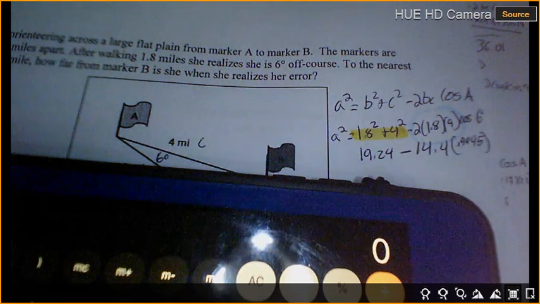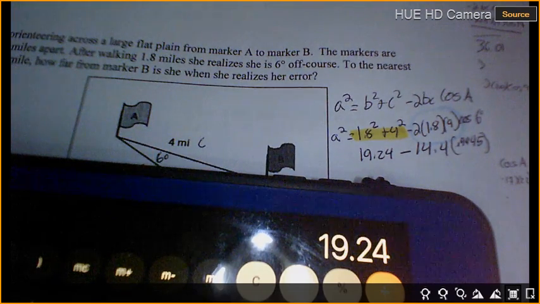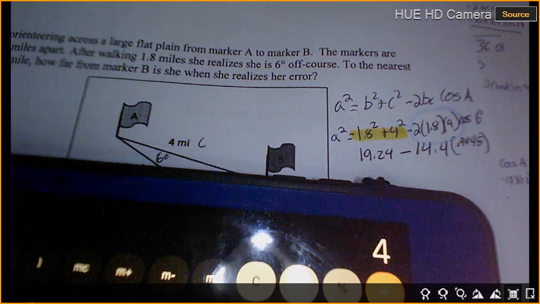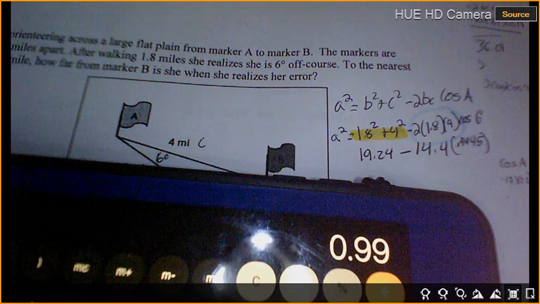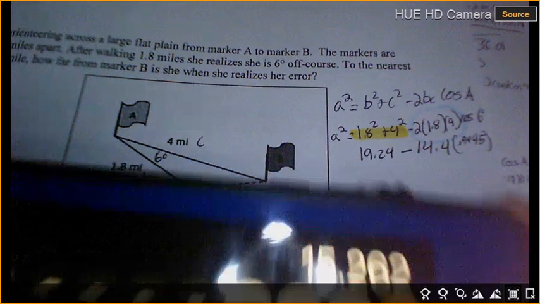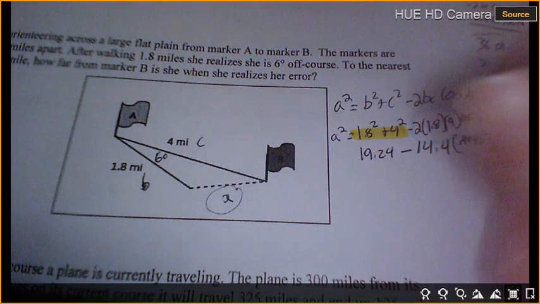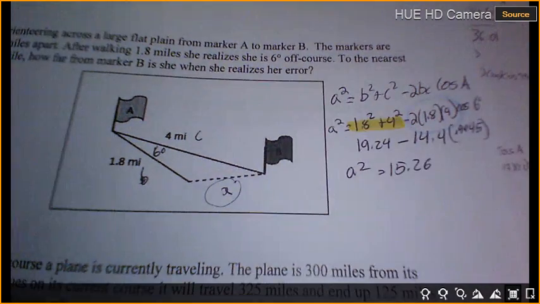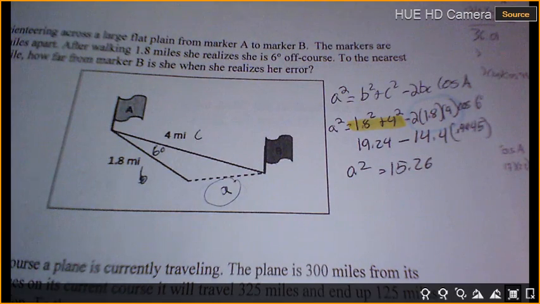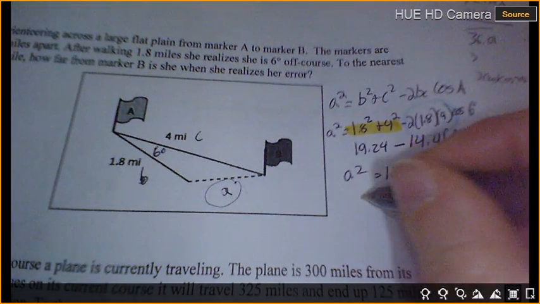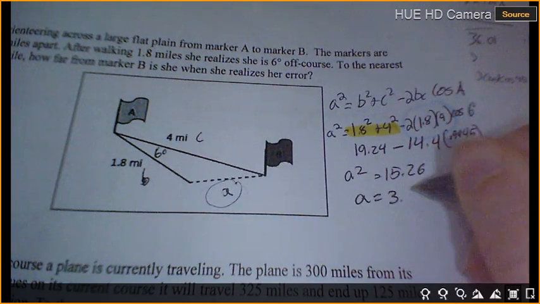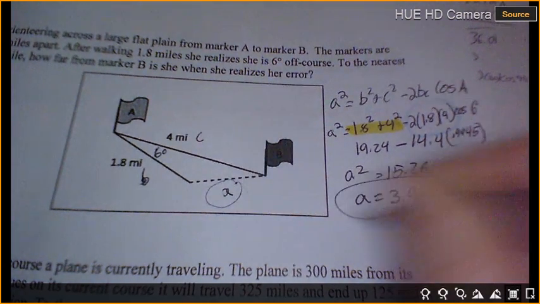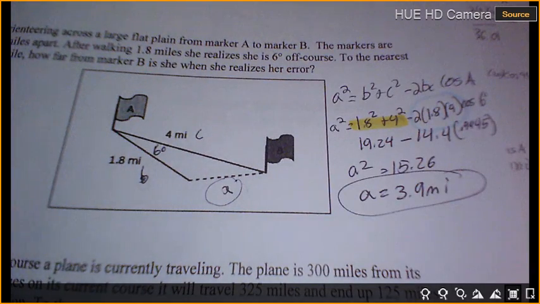And then I'm just going to put all that into my calculator. So I'd go 19.24 minus 14.4 times 0.9945. And I get 15.26. Okay? And then you're just going to square root that answer. And I get a equals 3.9 miles. Okay, so just a little bit of a longer time, but not too bad.